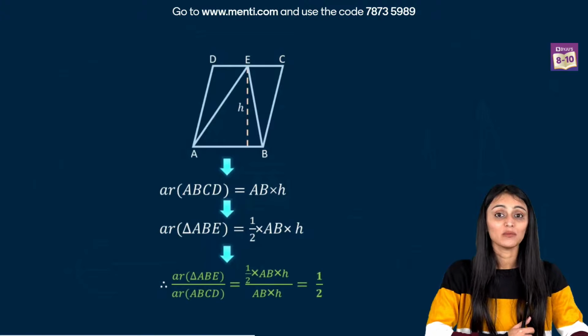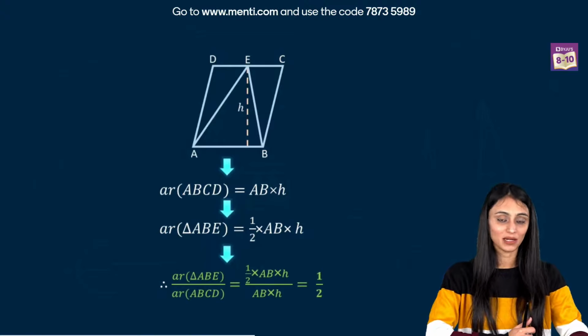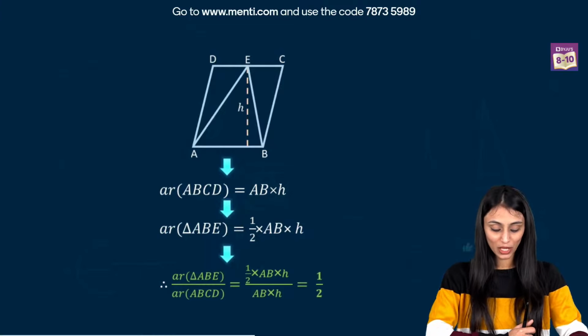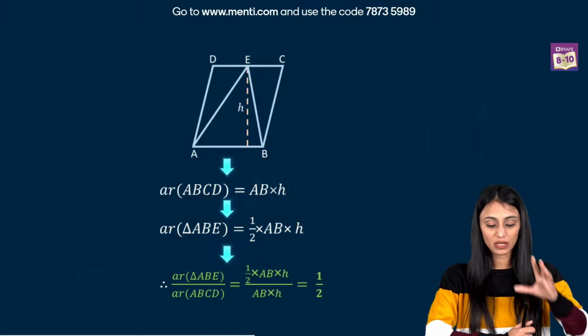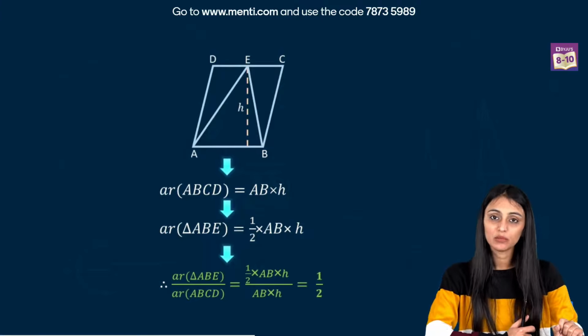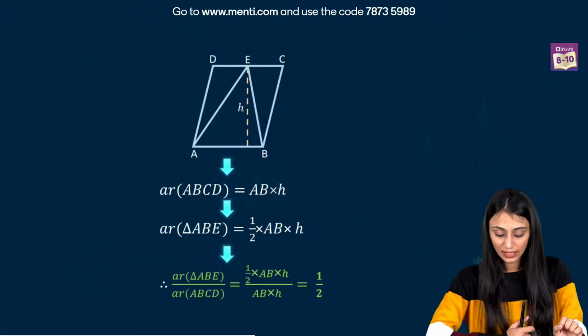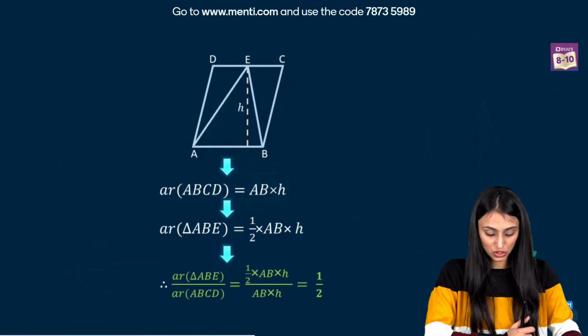So triangle and parallelogram are on the same base and between the same parallels. So we know that area of triangle is basically in that case half the area of parallelogram. So area of parallelogram ABCD would be what? AB times H. AB is the base, height is H. Area of triangle AB is half times base times height. That's half times AB times H, right?